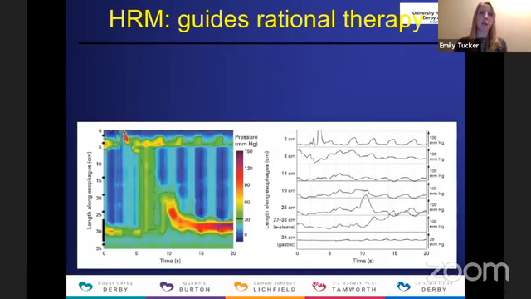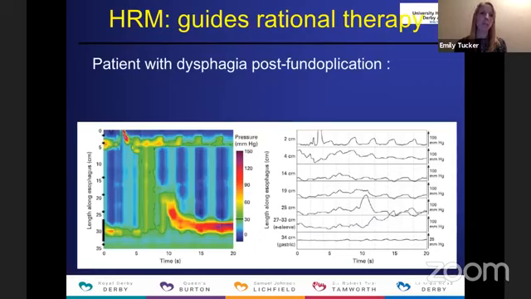Okay, so HRM, we've talked a lot about how it can guide what we do in our therapy and how it can identify what the underlying cause of symptoms is, so you can try and guide your therapy appropriately. Okay, this was a patient with dysphagia post-fundoplication. Now, a little bit more difficult to interpret because obviously it's a post-op surgical appearance anatomically.